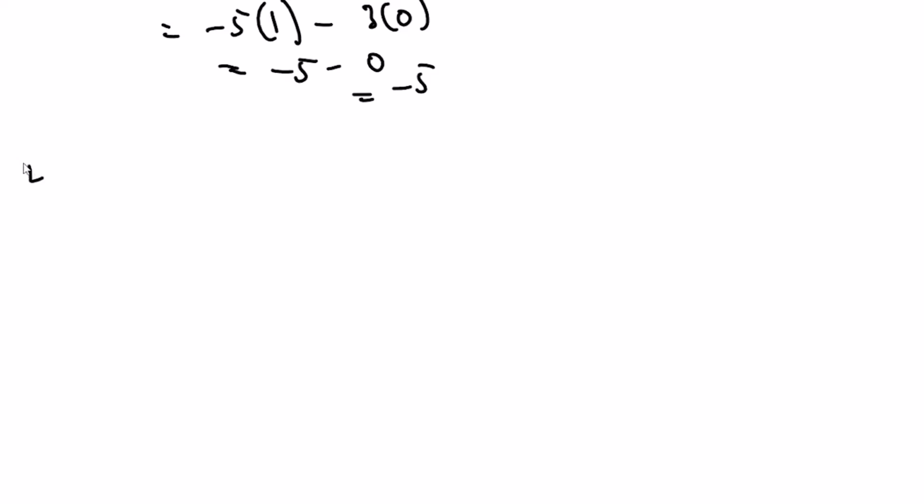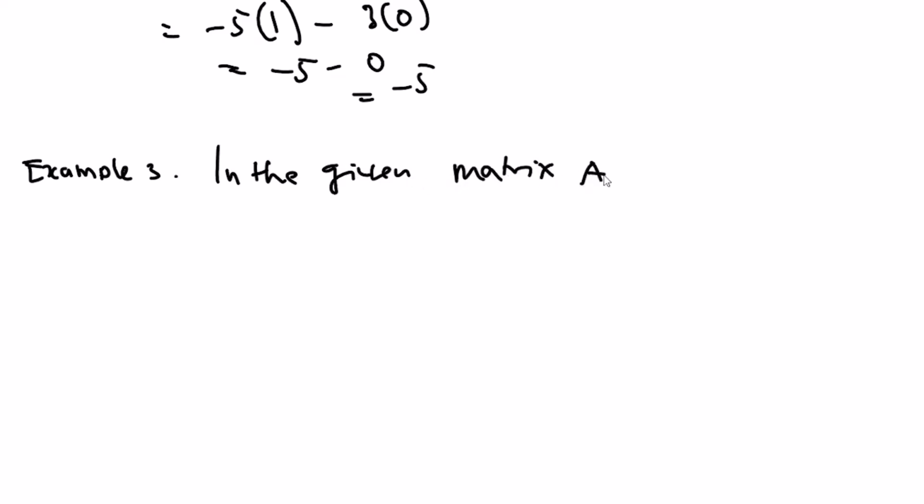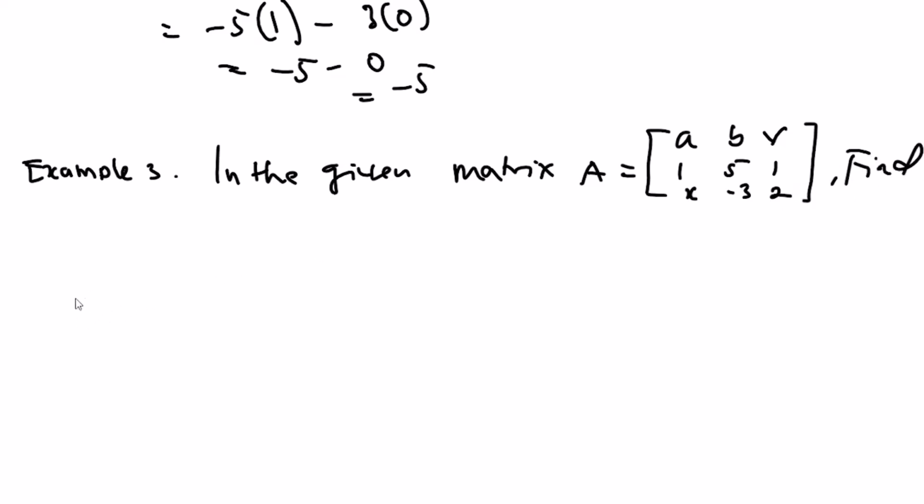Example 3. In the given matrix A, which is equal to a, b, v, 1, 5, 1, x, negative 3, 2. Find the minor of the element 5.